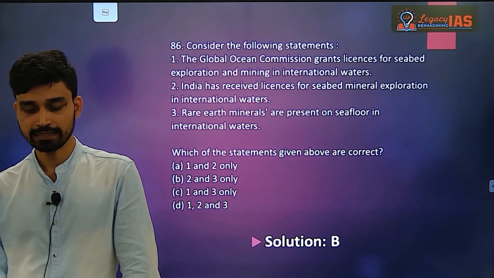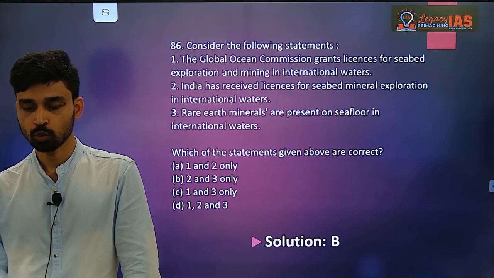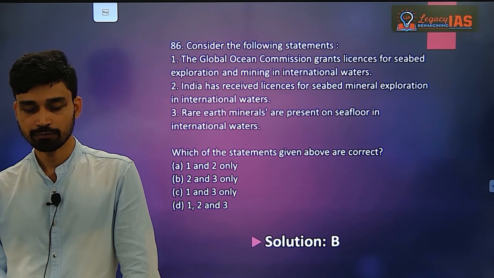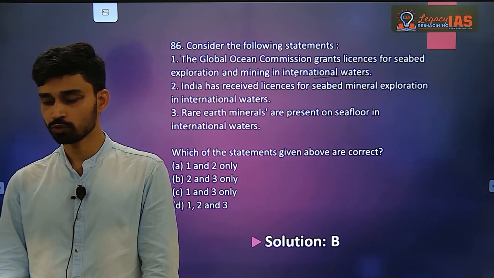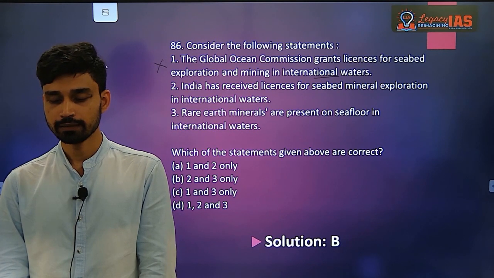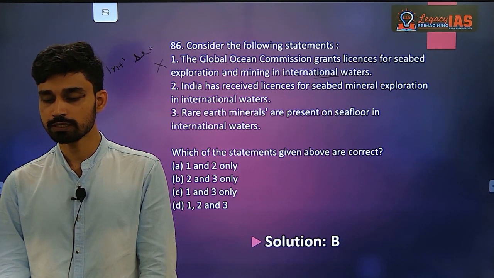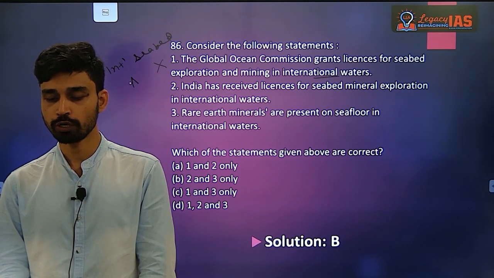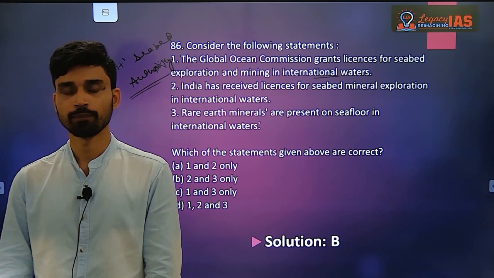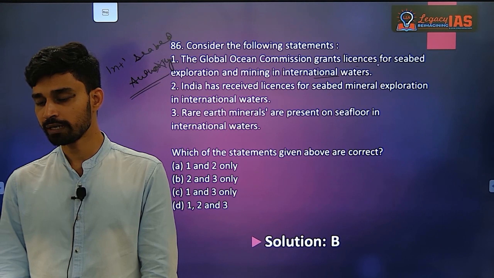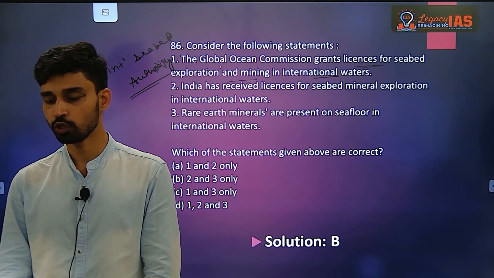Next is 86. The question is regarding the statements given. The Global Ocean Commission grants license for seabed exploration and mining in international waters, true or false. This is absolutely incorrect. The organization that is responsible for this is the International Seabed Authority, which is headquartered in Kingston city of Jamaica. So, ISA is the one organization which grants licenses for seabed exploration, not Global Ocean Commission.